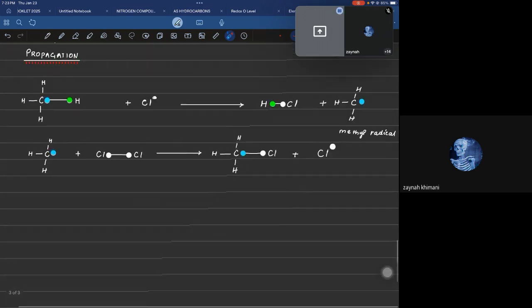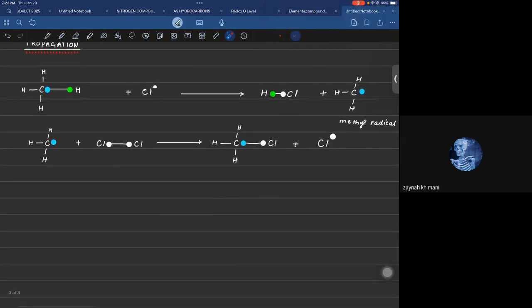Okay, I'm doing this, you are supposed to match. I'm going to remove another hydrogen atom. So I'm going to take this. This is my reactant. It's going to react with, again, the chlorine radical.